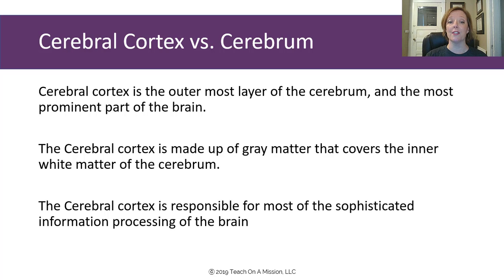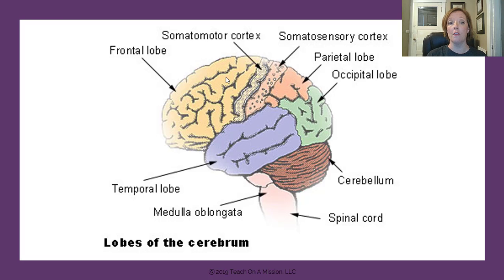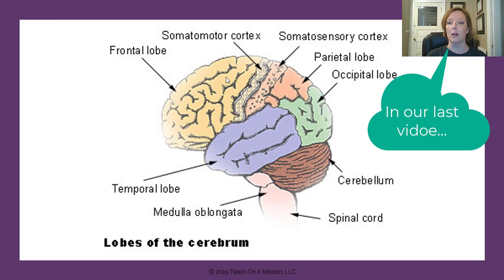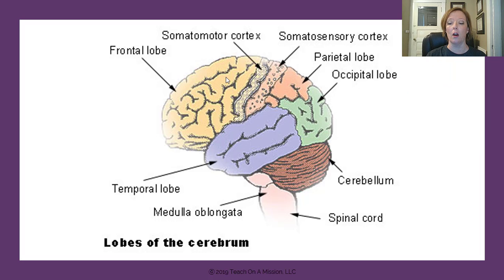And the cerebral cortex is responsible for most of the sophisticated information processing of the brain. All of the higher order things that we do as humans that other animals cannot, that is because of the cerebral cortex. Here is a picture of the lobes of the cerebrum. These are all of the parts that make up the cerebrum. And we're going to go lobe by lobe through the different areas. We've already covered the cerebellum, so I just want to have this on the picture so that it kind of orients you where you are. We will start in the front and work our way back.